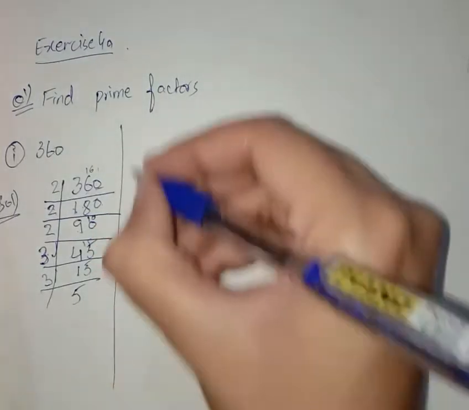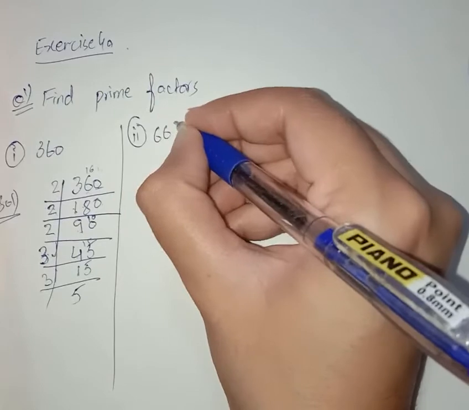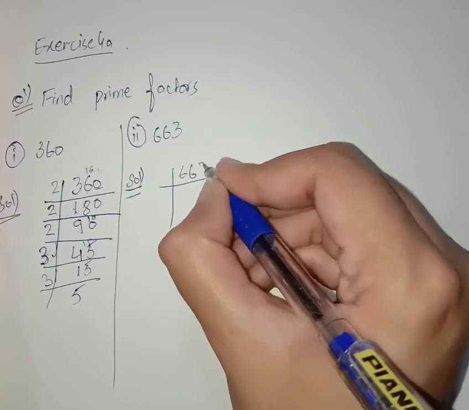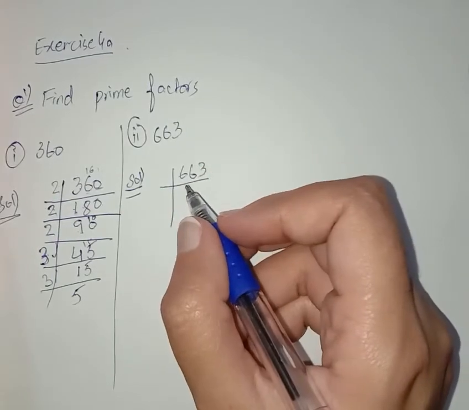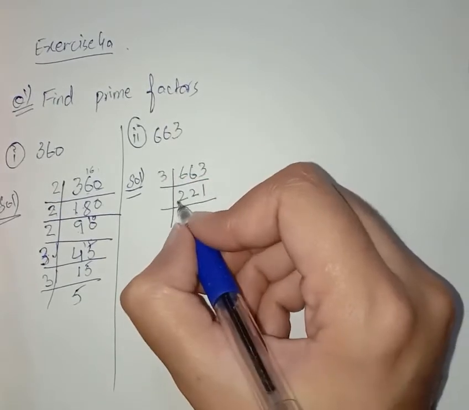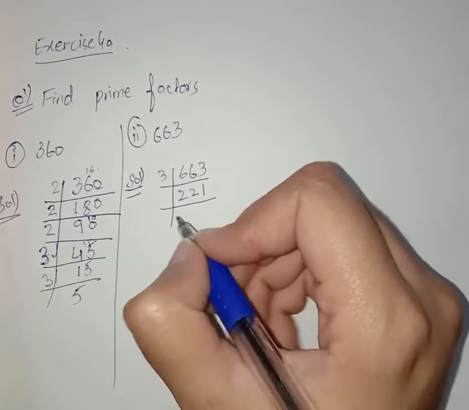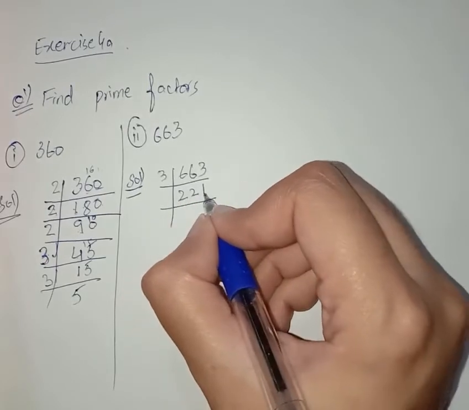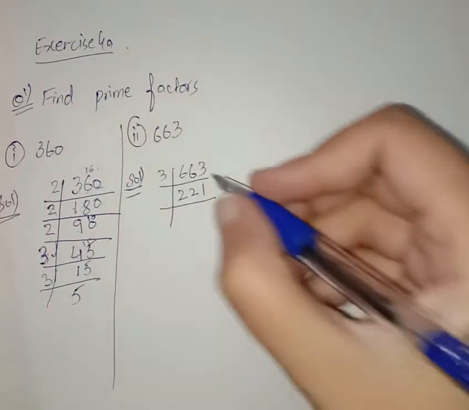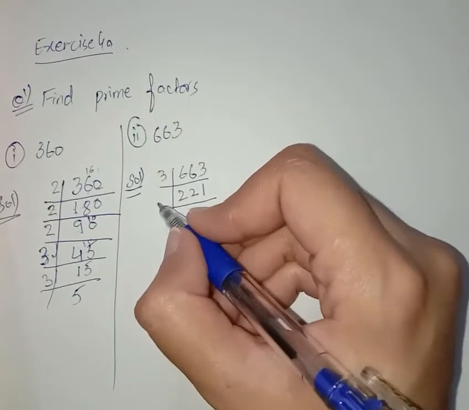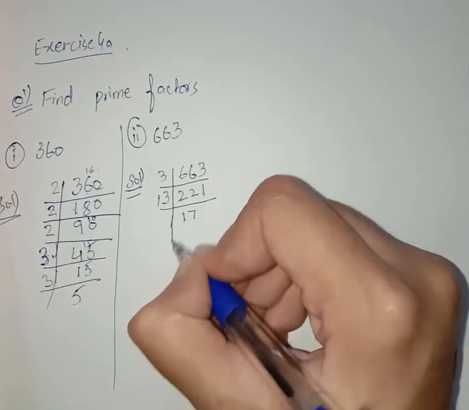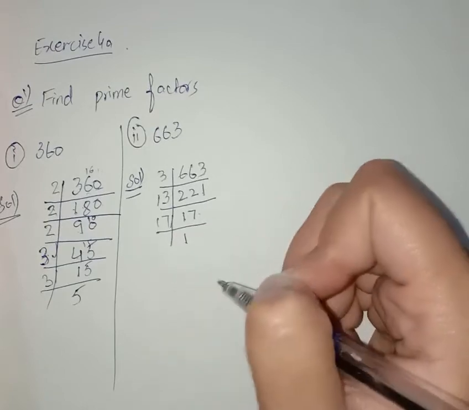Now move towards part number 2, which is 663. If we see 663, the first digit that comes to our mind, the table it goes in, is the table of 3. 3 2s are 6, 3 2s are 6, 3 1s are 3. Now it is 221. It doesn't come in a table of 2, 3, or 4, because 1 changed into an 11. So we can say that it comes in a bigger table. The bigger table is 13: 13 17s are 221 and then 17 ones are 17.